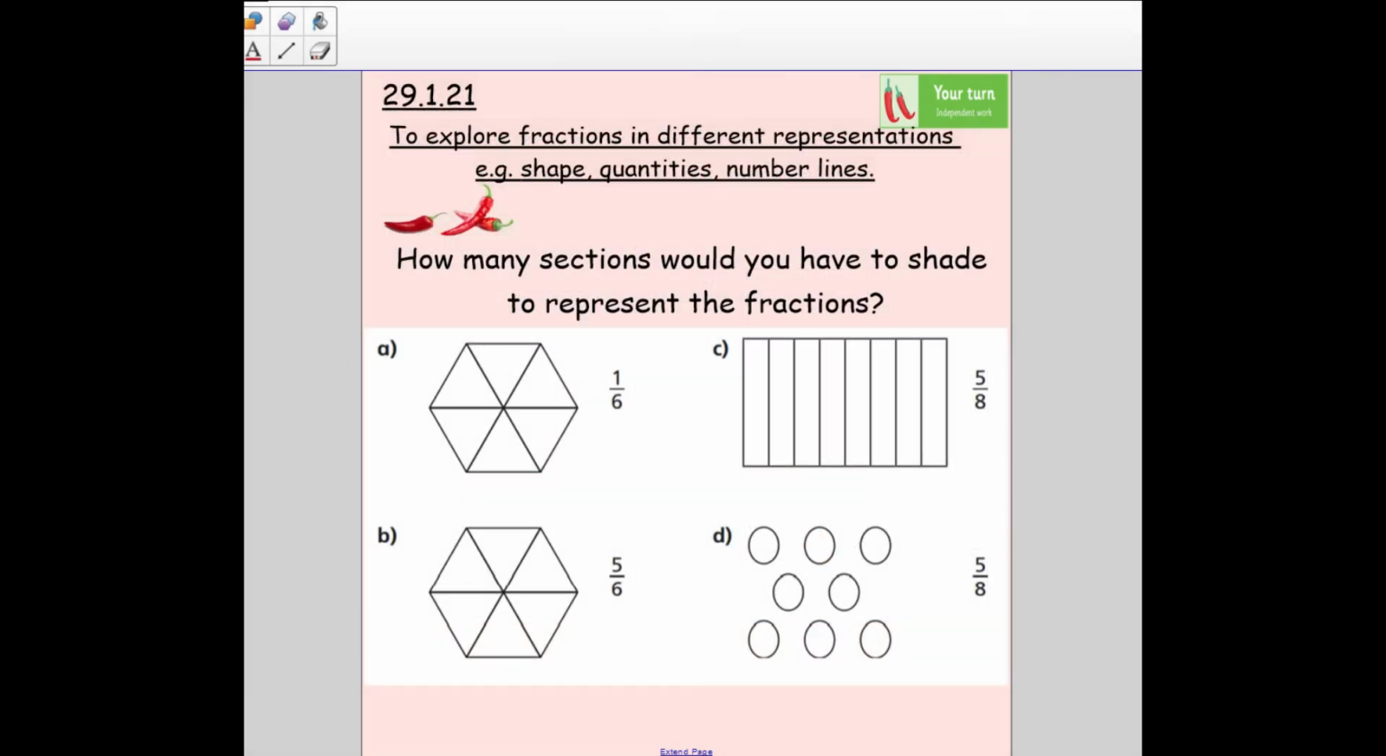This question is suitable for chili 1 and 2. How many sections would you have to shade to represent the fractions? If you have the sheet in front of you, you can colour them in. If you haven't, you can just jot down the amount of sections you would shade to represent the fractions. Pause the video and have a go now.